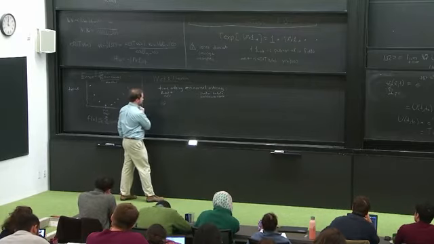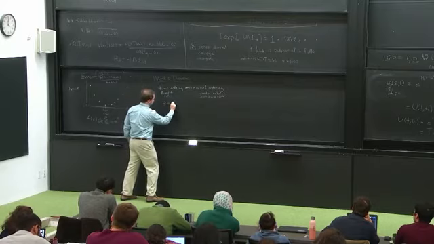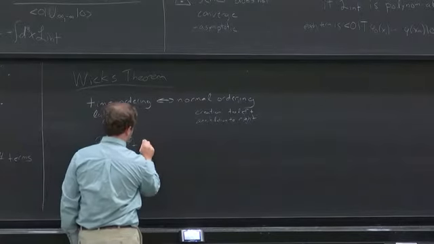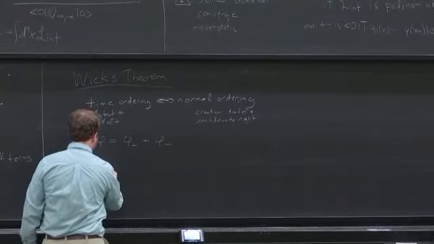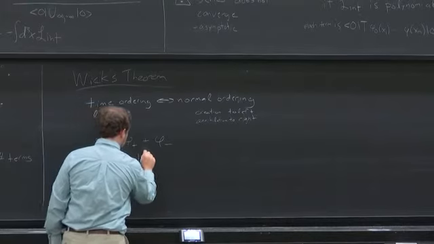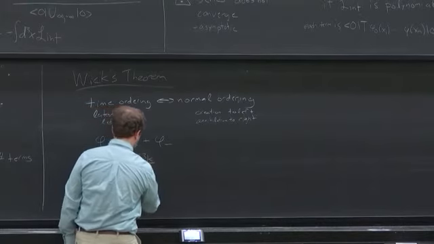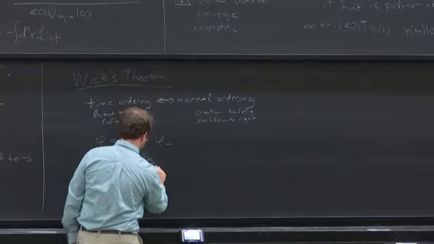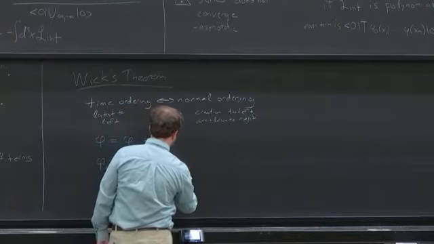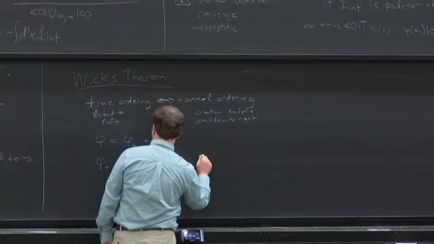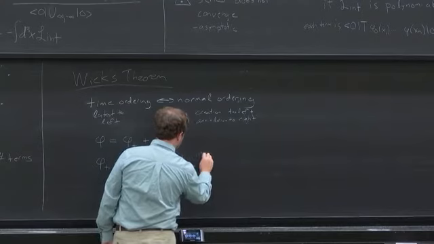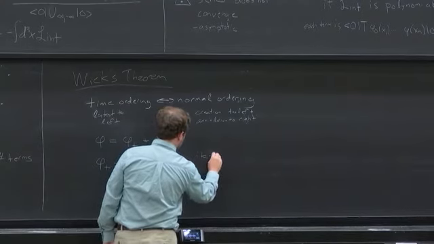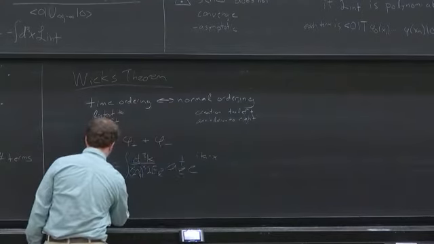first break up our field into two parts. A part containing the creation operators, we'll call phi sub plus, and a part containing the annihilation operators. Phi plus is just half of our expression for the free field. And phi minus is the conjugate.